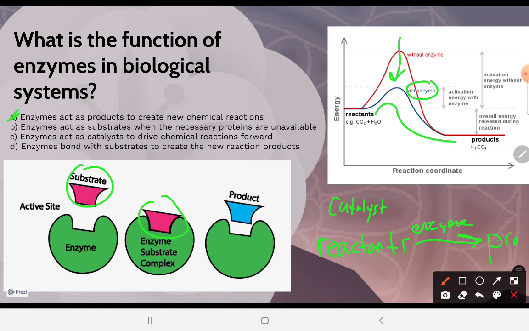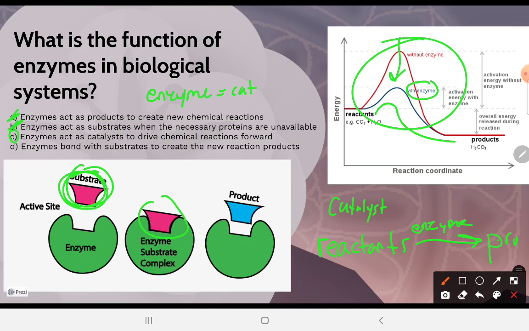Enzymes act as substrates. Okay, so a substrate is the thing that it manipulates. Enzymes are not substrates, so we can get rid of that. They manipulate substrates. Enzymes act as catalysts. That's the right answer. Pretty much, if you just remember one thing, enzyme equals catalyst, you will get all of the enzyme questions right.